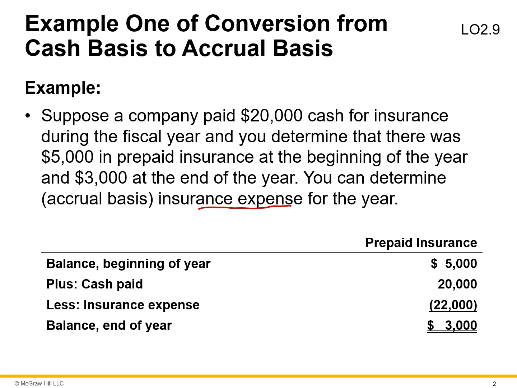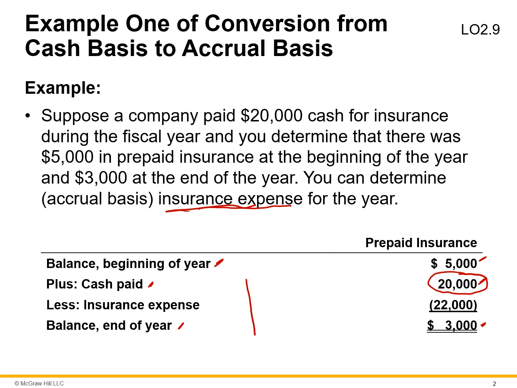You're going to take the information that the problem gives you to figure out the insurance expense based on the accrual basis. We're given the balance at the beginning of the year, $5,000. We're given the balance at the end of the year as $3,000. And we're given the cash paid during the year for that prepaid. It was $20,000. Under the cash basis, the insurance expense would be $20,000 because that's the actual cash payment that they made. However, under the accrual basis, that is not what is happening.